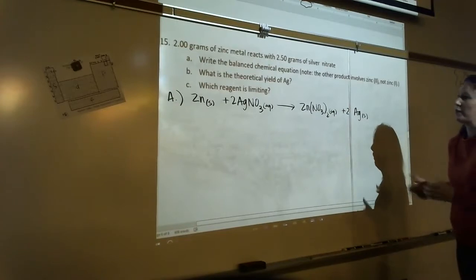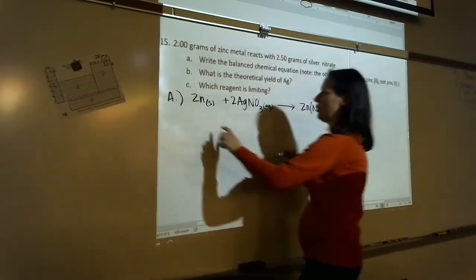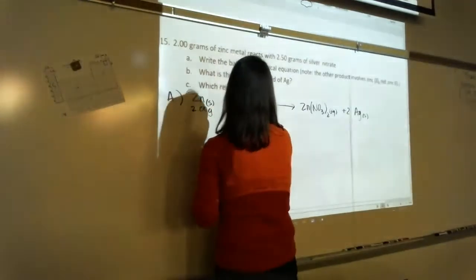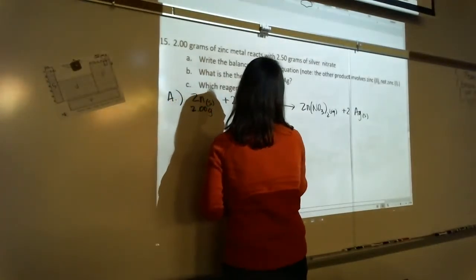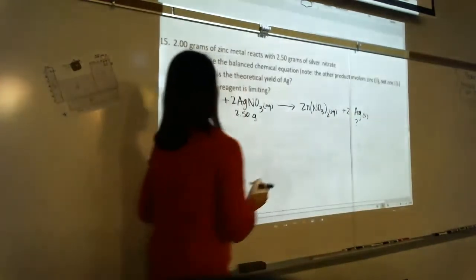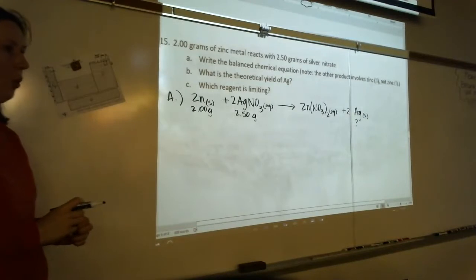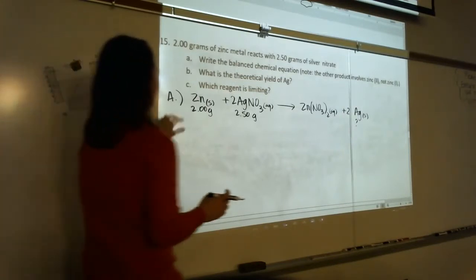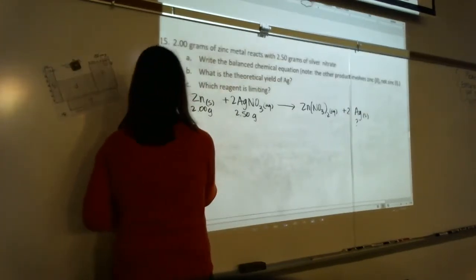Theoretical yield is based on stoichiometry, right? So we've got 2 grams here and 2.5 grams here. And I want to know what's theoretical yield of this. So, is this a 1-step? No. This is a multi-step. Can I do it as one big long one? Are you okay with that? Or do you want to break it up into 3? Okay. One big long. Okay, so let's do zinc.